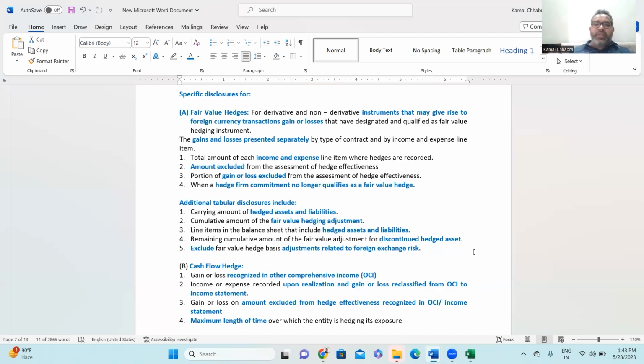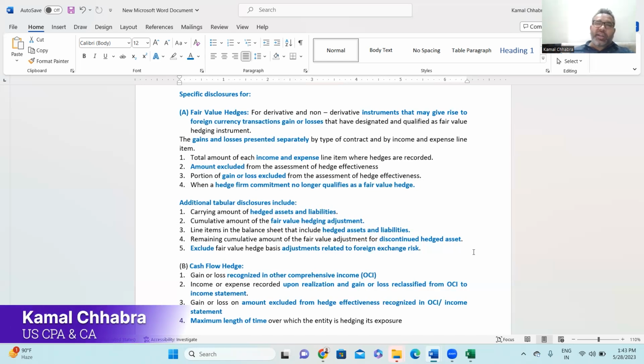The total amount of each income and expense line item where hedges are recorded is shown separately, along with the amount excluded from the assessment of hedge effectiveness. There are certain items which are not included in the hedge, or that are not an effective hedge, and those need to be bifurcated separately. The portion of gain or loss excluded from the assessment, that also you need to disclose separately. And when a hedged firm commitment no longer qualifies to be a fair value hedge, then that item needs to be disclosed separately.